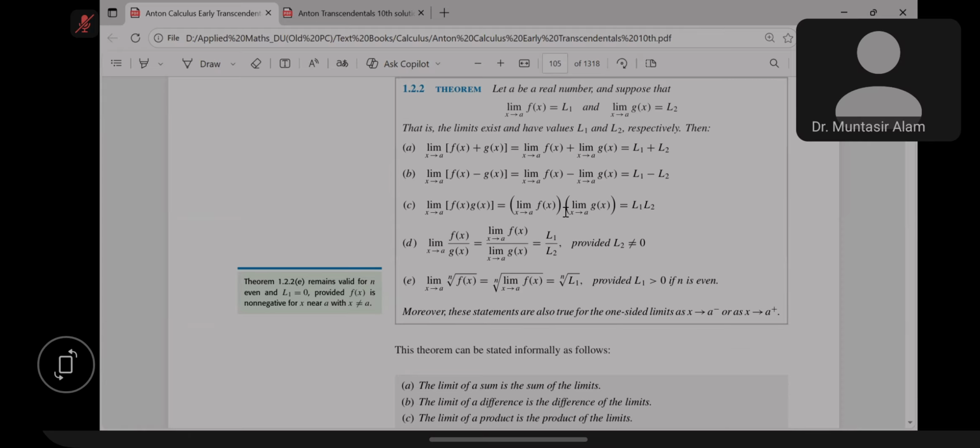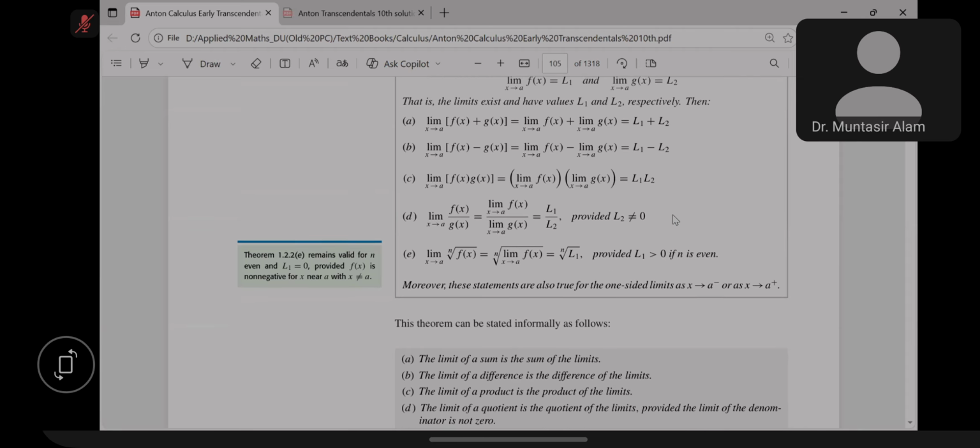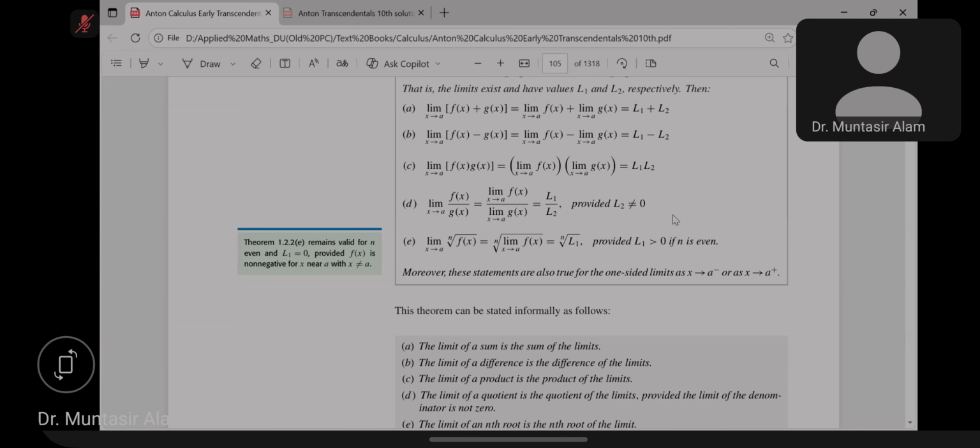A and B are similar. A is for addition, B is for subtraction. C is for the product of the two functions. That means taking the limits separately and then making their product. In part D, if we take the limit of a quotient function, then we have to take limits separately and then take the ratio of the limits. But here you have a limitation that L2 should not be equal to 0, because something divided by 0 is not permissible.